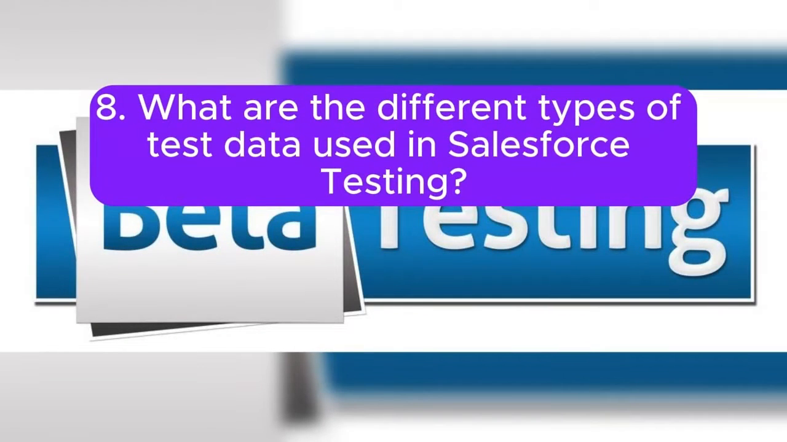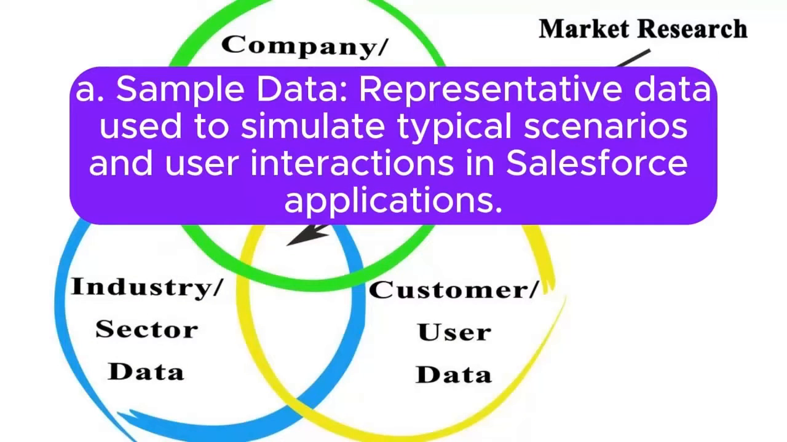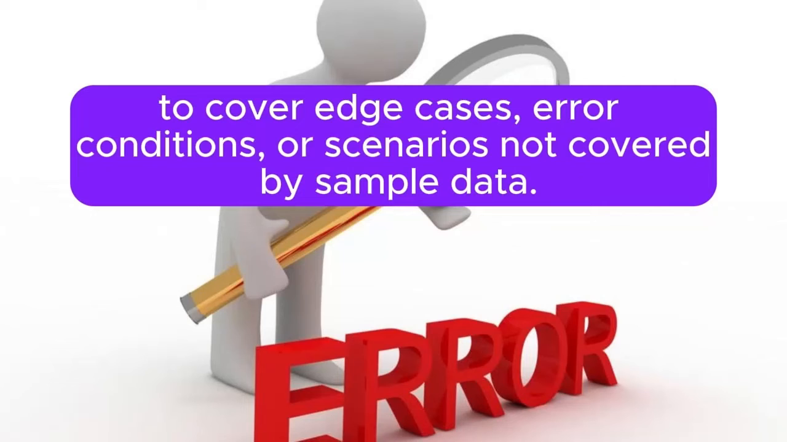8. What are the different types of test data used in Salesforce testing? Answer. Different types of test data used in Salesforce testing include A. Sample data, representative data used to simulate typical scenarios and user interactions in Salesforce applications. B. Mock data, synthetic data generated for testing purposes, to cover edge cases, error conditions, or scenarios not covered by sample data.